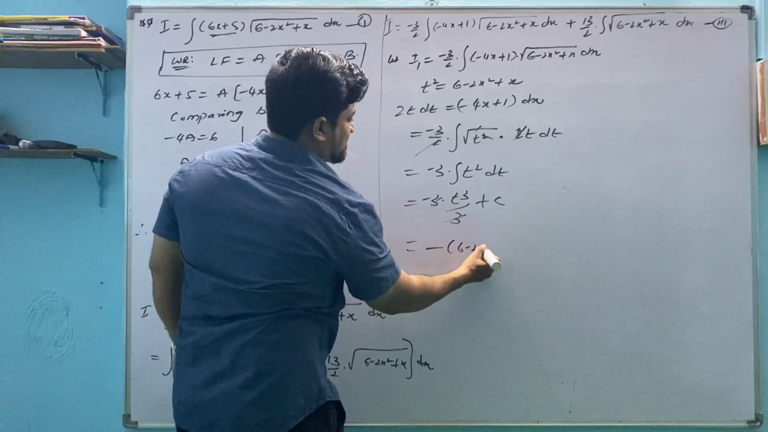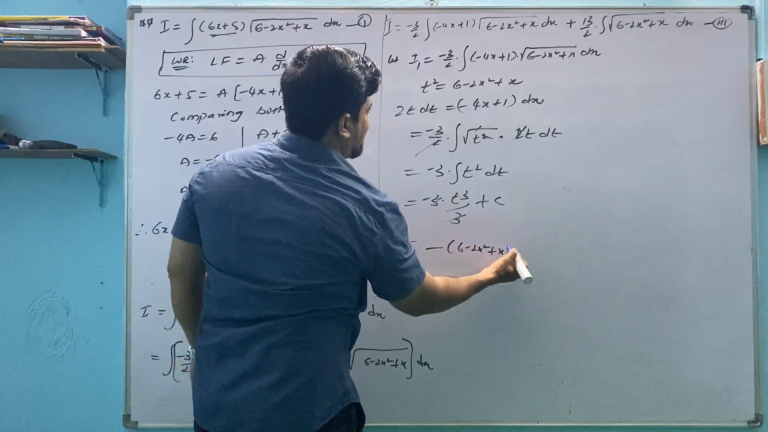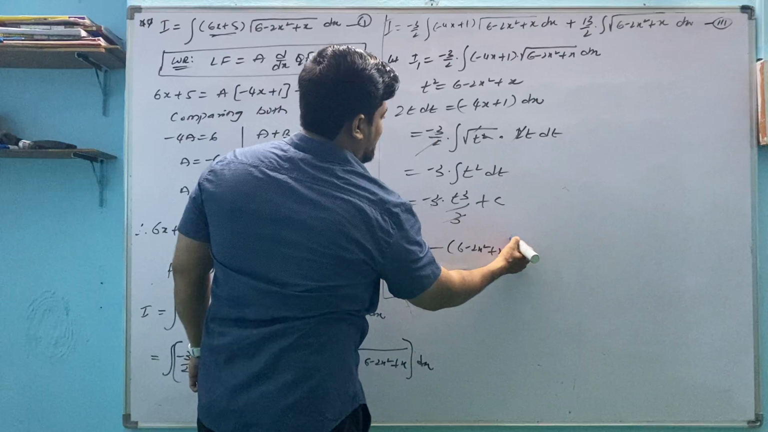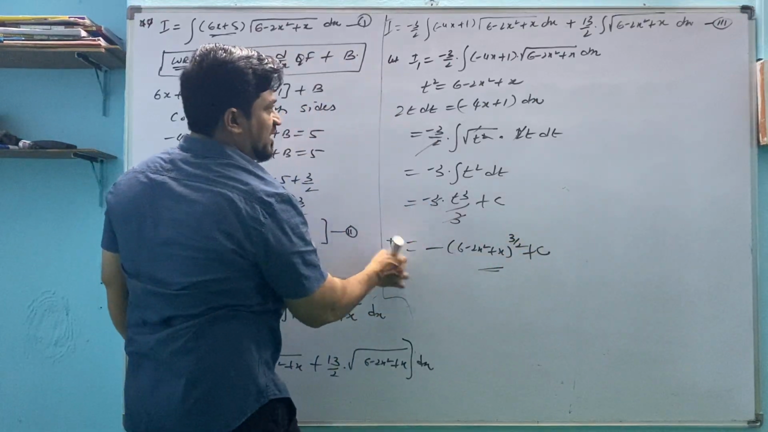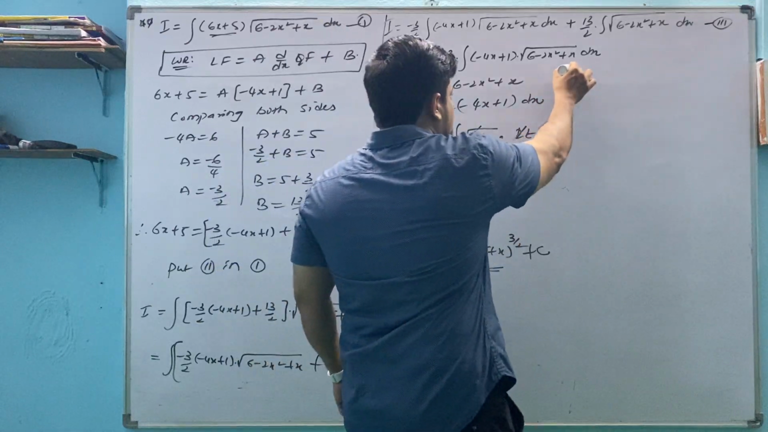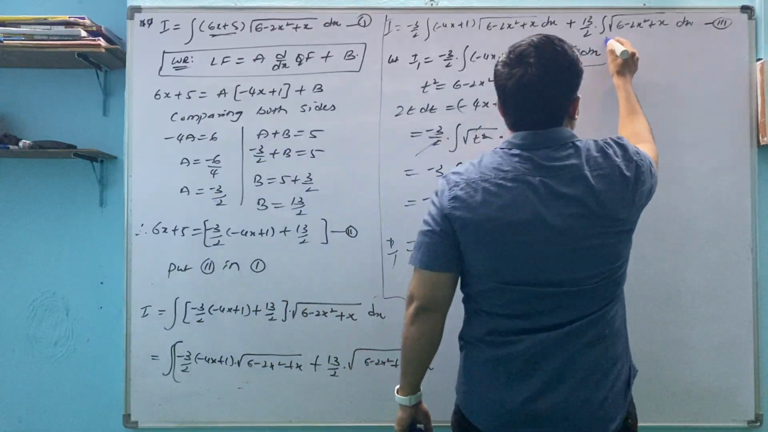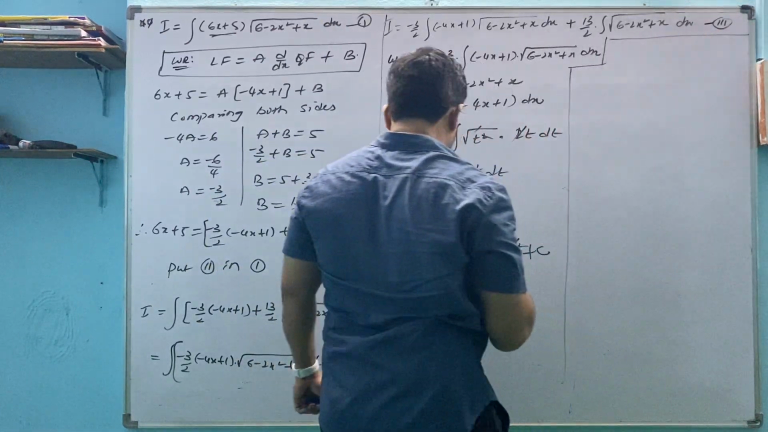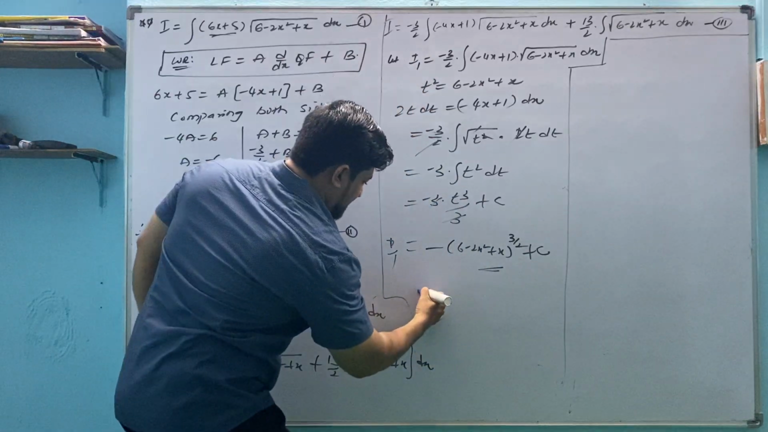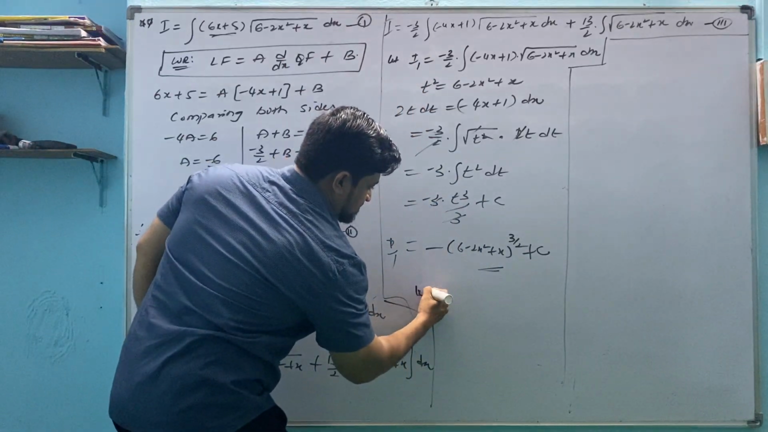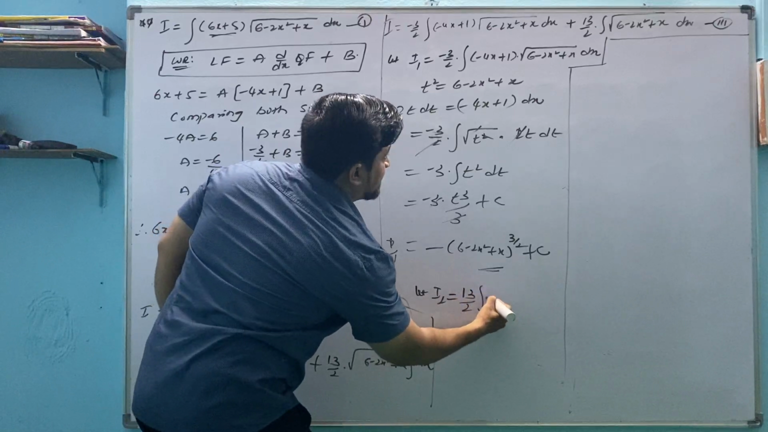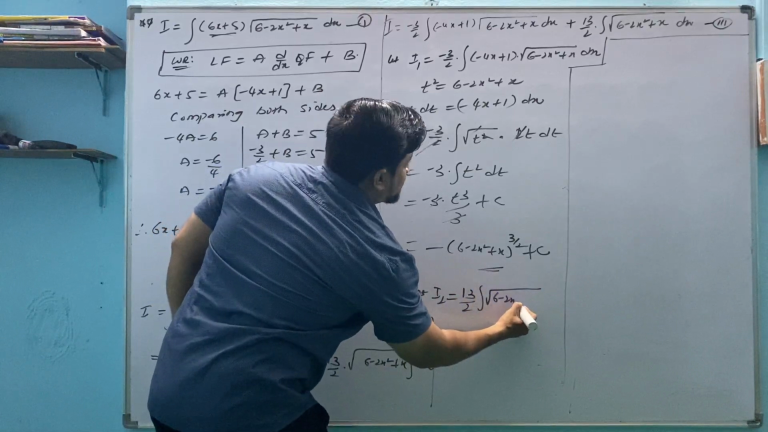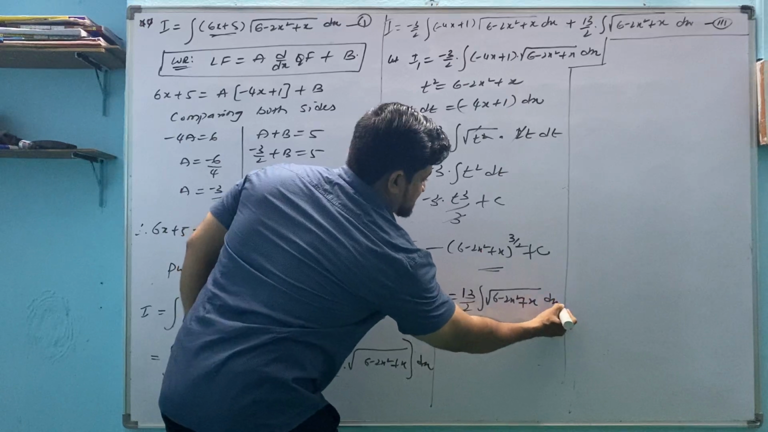T value is 6 minus 2x square plus x, whole power 3 by 2, plus c. This is the value of I1. Now I2. Let I2 equal 13 by 2 integral root over 6 minus 2x square plus x dx.